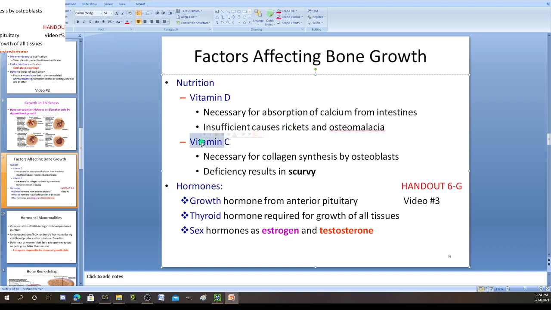Vitamin C, another important vitamin, is necessary to make that collagen that builds the other part of the matrix of your skeleton. So remember, collagen is going to make your bones very flexible and durable, whereas the calcium minerals make your bones very hard and strong. And so if we don't have enough vitamin C, that results in this disease called scurvy.